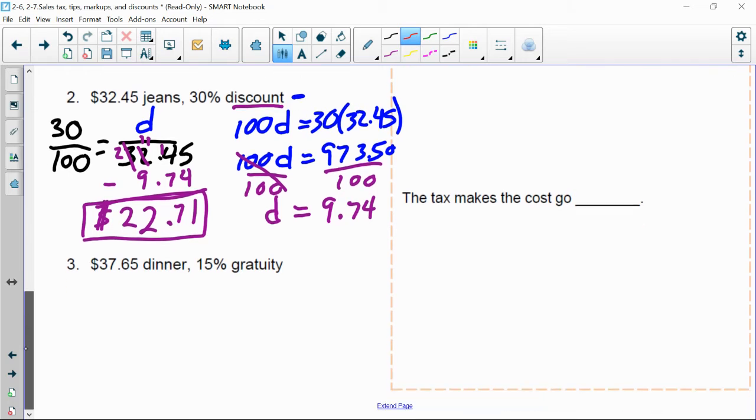All right, now here's the price for your dinner. You're giving a 15% tip. That's another word for gratuity. So we're gonna add when we do this one. Set up your proportions. My percent is 15, always over 100. I am looking for my gratuity, my tip, which is $37.65 for the dinner.